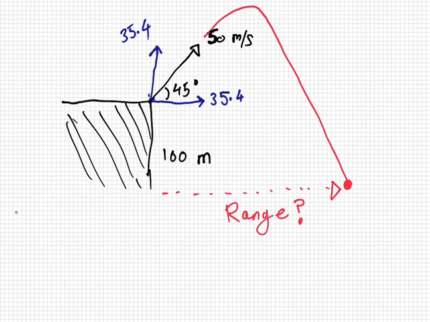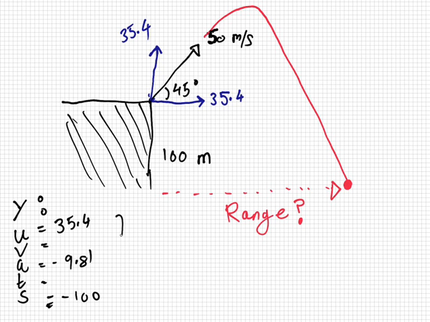Come on, look. So vertically, UVATS. U, 35.4. V, we don't know. A, minus 9.81. T, we don't know. S, minus 100. I'm going to get the V first. So V squared equals U squared plus 2AS. What's that, please? 200 multiplying 9.81.